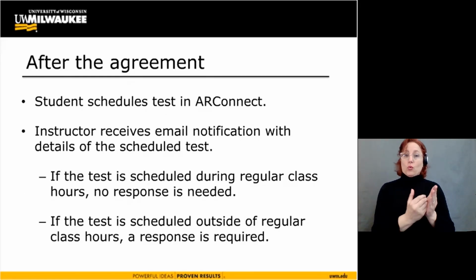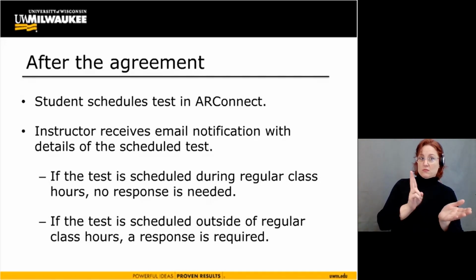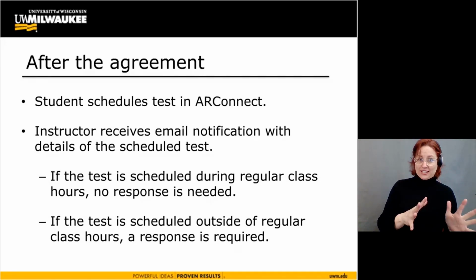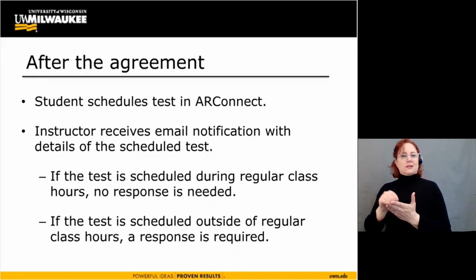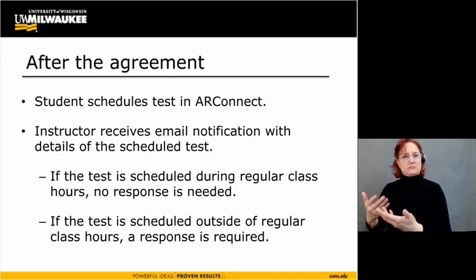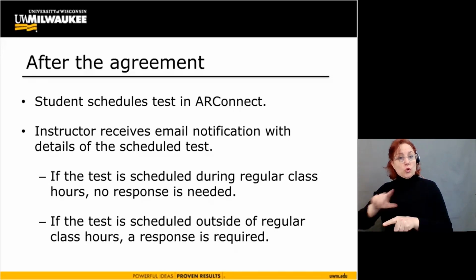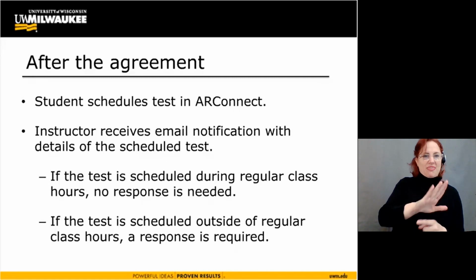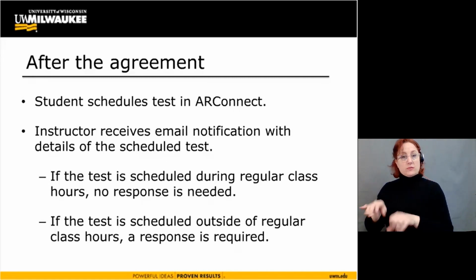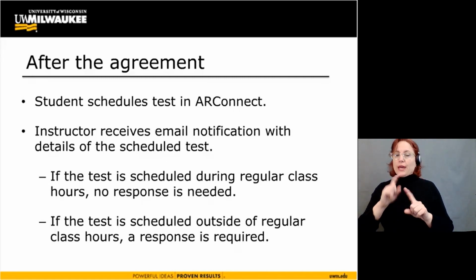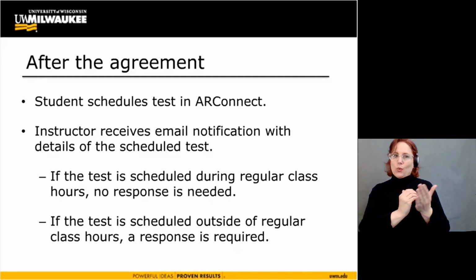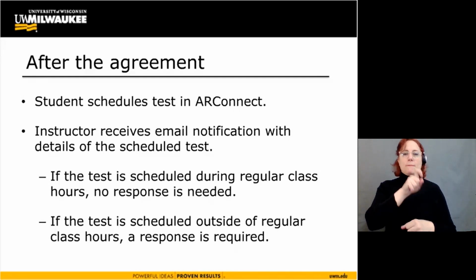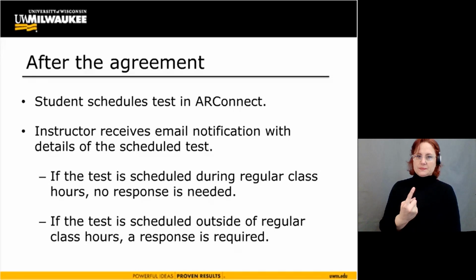After the agreement, the student can now schedule a test with ARC in ARC Connect. When a student schedules a test, you will receive an email notification with the test details. If the test is scheduled during regular class hours, no response is needed. When the test must be scheduled outside of regular class hours, ARC requires written approval from you. Please reply to the email notification within 48 hours to confirm that you approve of the student taking the test outside of regular class hours.